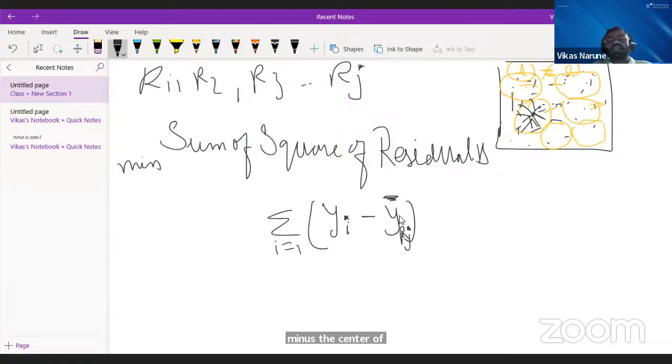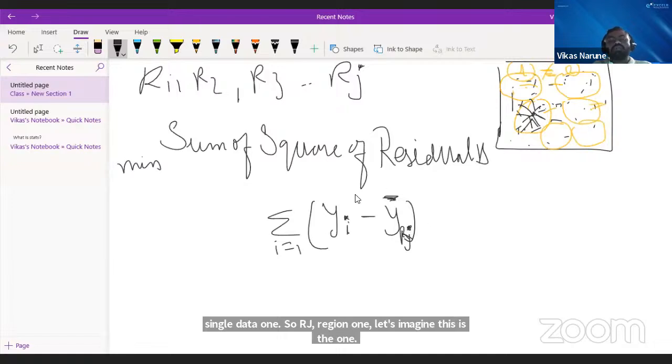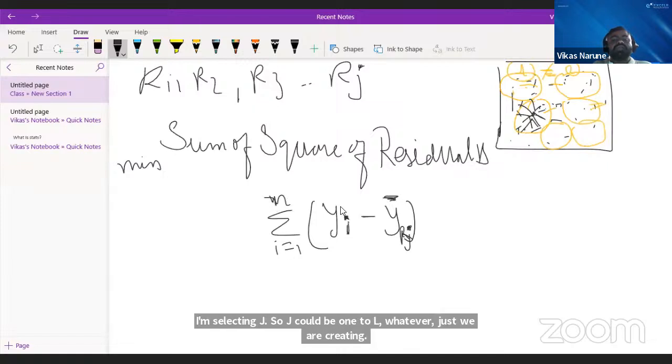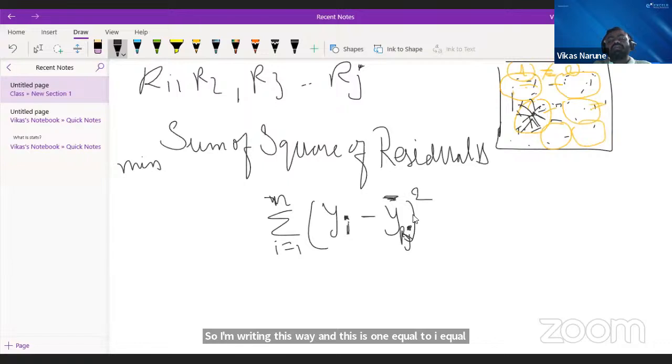I just wrote this as one equation for a single data point. Let's imagine this is region 1, and J could be 1 to whatever regions we are creating. Then I equal to 1 to n, where n is the number of data points, and I have to square it to nullify the effect of positive or negative differences.